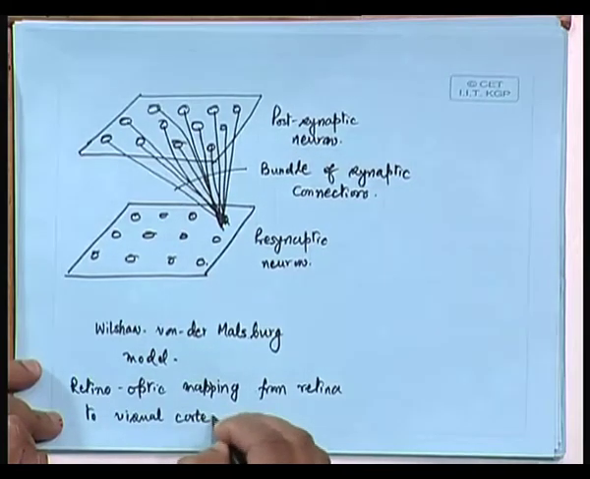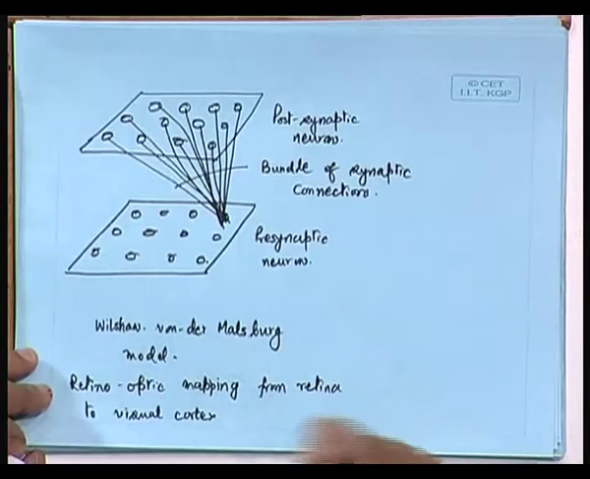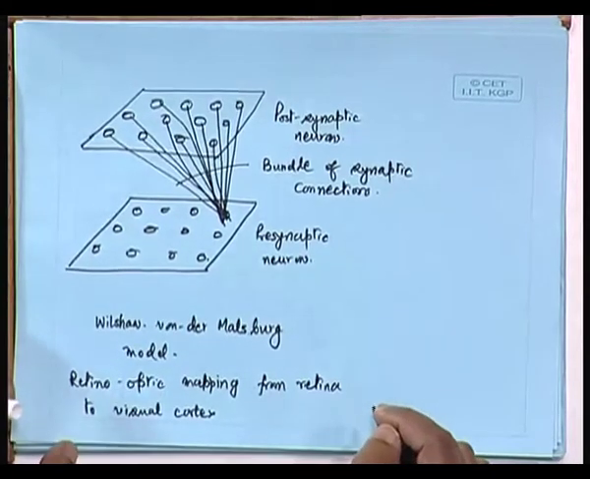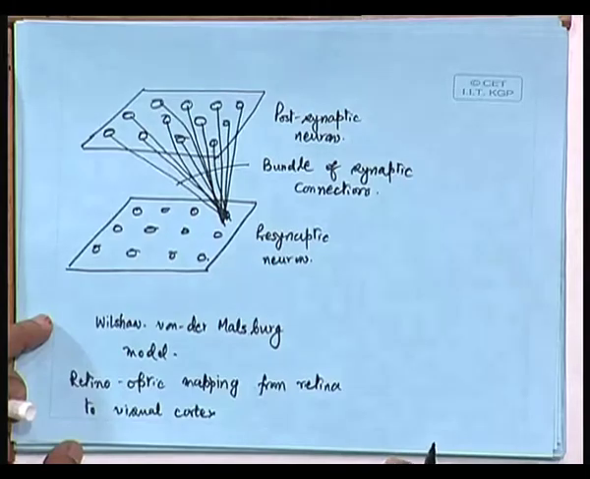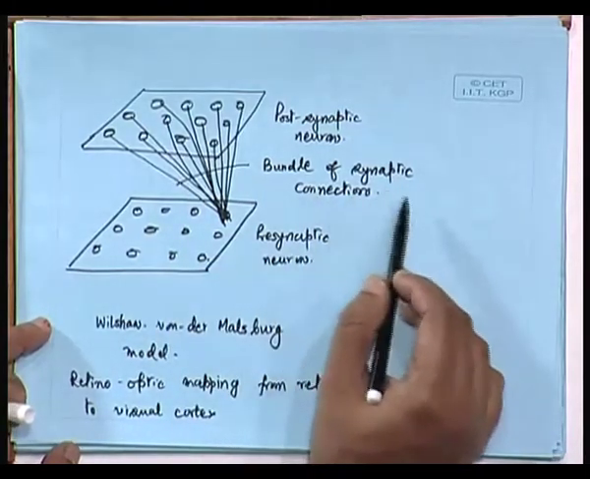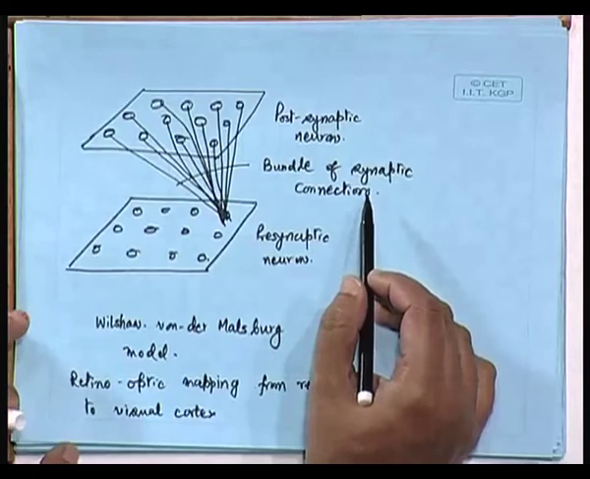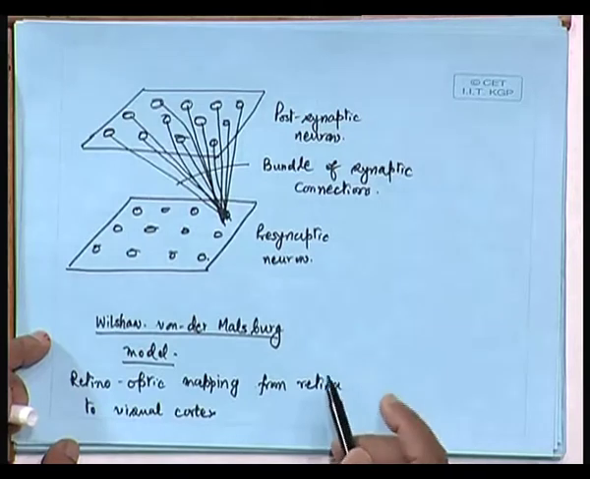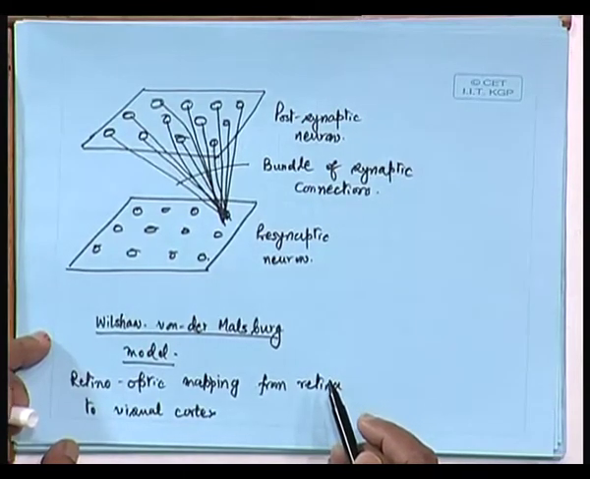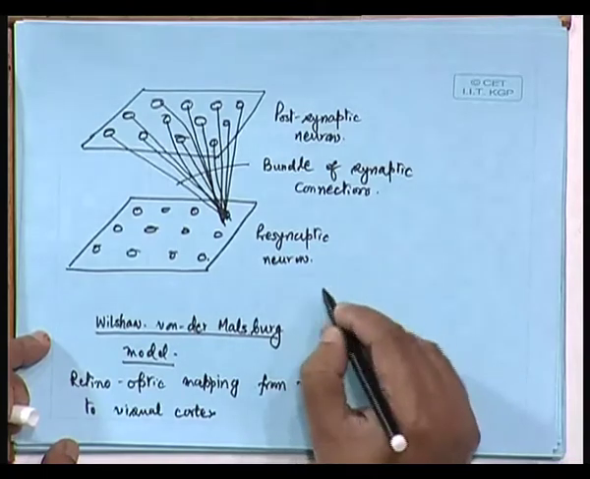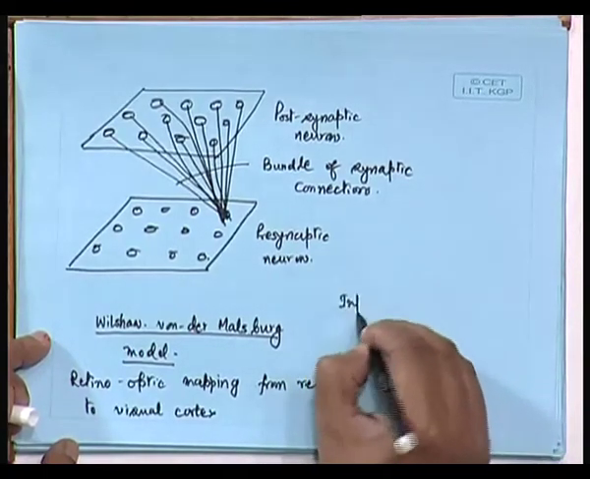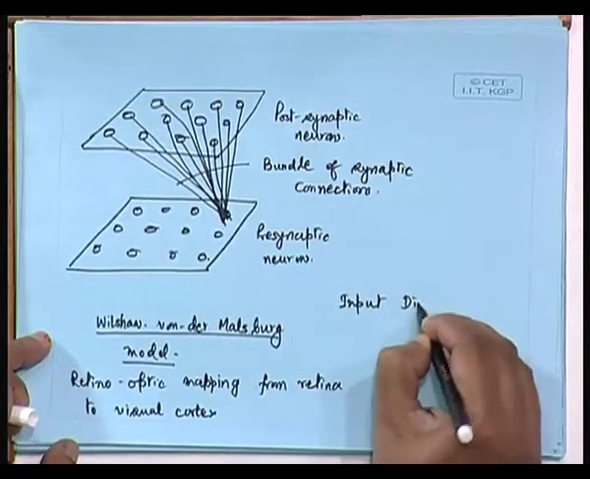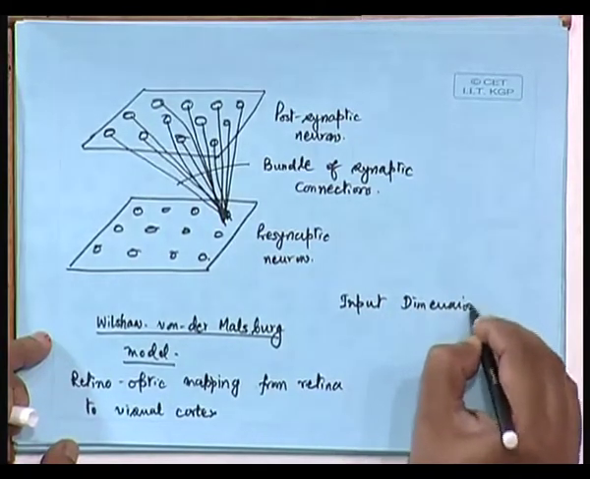So, retina will form the input layer or presynaptic layer, and visual cortex will form the postsynaptic layer, and they are interconnected to each other through a bundle of synaptic connections. Okay. So, this is what the Willshaw-von der Malsburg model says. Now, here one point to notice is that the dimension of the input and the output are the same. So, here the input dimension is the same as that of the output dimension.